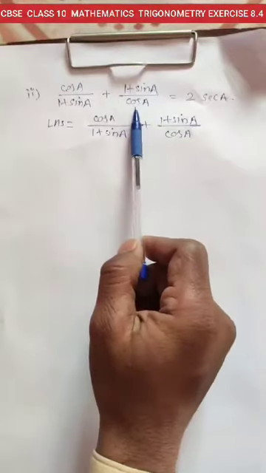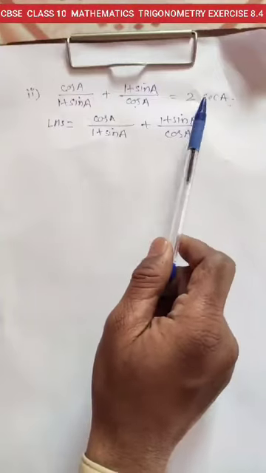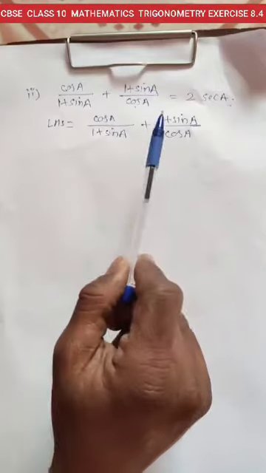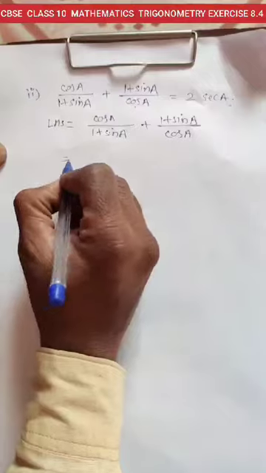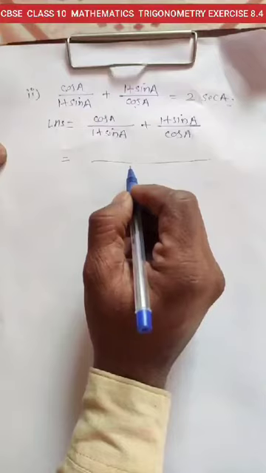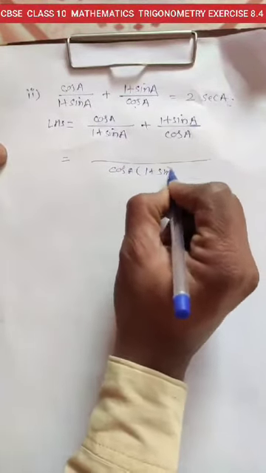Now dear students, our second question is cos A upon (1 plus sin A) plus (1 plus sin A) upon cos A is equal to 2 into sec A. So this is the second question. For solving this, our first step is to write down the LHS, which is cos A upon (1 plus sin A) plus (1 plus sin A) upon cos A. Here the trigonometric functions are present as fractions in reverse order of each other. So in this type of example, simply multiply denominator by denominator as the LCM, that is cos A into bracket (1 plus sin A).